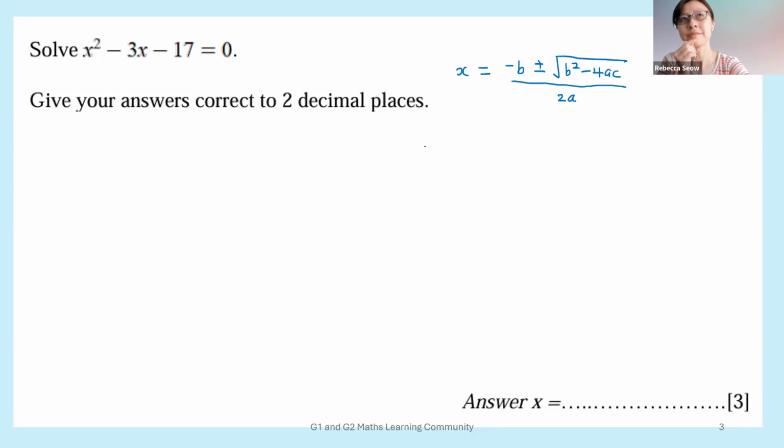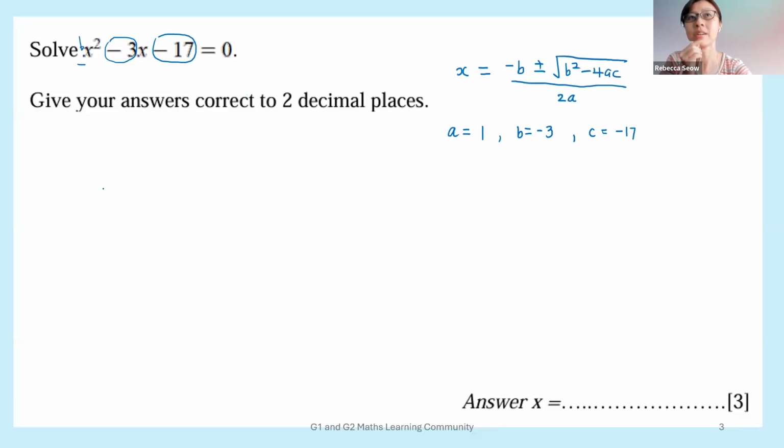Next, let's identify the values of a, b, and c. So a is the coefficient of x squared. We have no number over here. When there is no number, the coefficient is just 1. The coefficient b would be this number before x, which is negative 3. And the constant term would be this entire number here. Even if there is a negative sign, we will bring in the negative sign. And so c is negative 17.